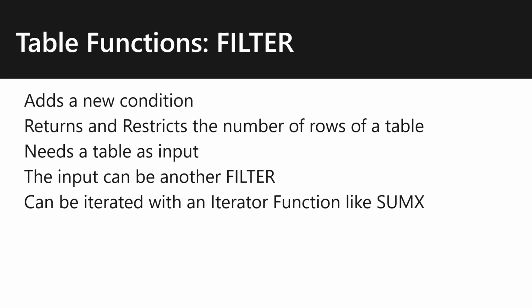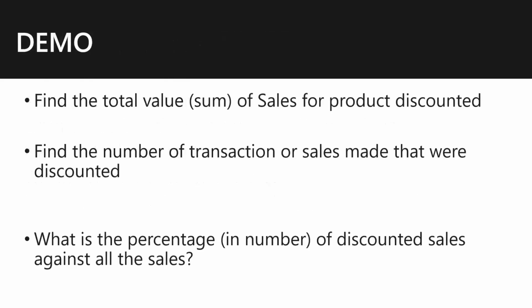We also use filter very well with an iterator. Iterators like SUMX, COUNTX, AVERAGEX. Now we want to have a demo. What is our demo going to look like? The first question is to find the total value of sum of sales for products that are discounted. Then the next question is to find the number of transactions or sales made that were discounted. And the third one is what is the percentage of discounted sales against all sales.